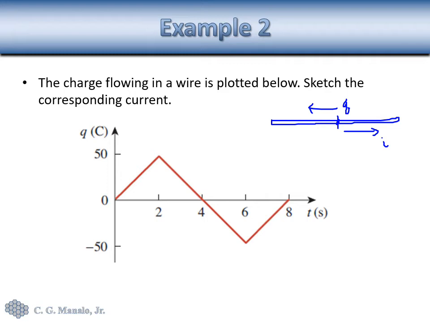So as you can see here, it starts at 0, and then between 0 and 2 seconds, it increases at a constant rate, and then past 2 seconds until 6, it decreases at a constant rate here, and again it increases after 6 seconds. Okay, so how do we get the current given this graph? We don't have an expression, what we have is a graph. So let's go to the solution.